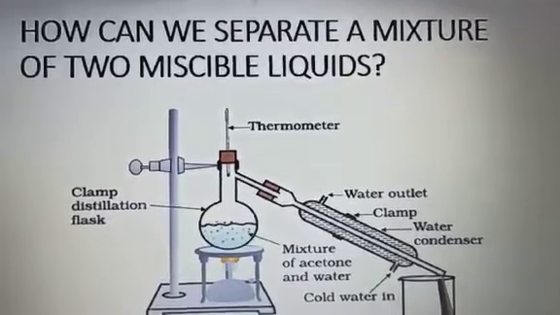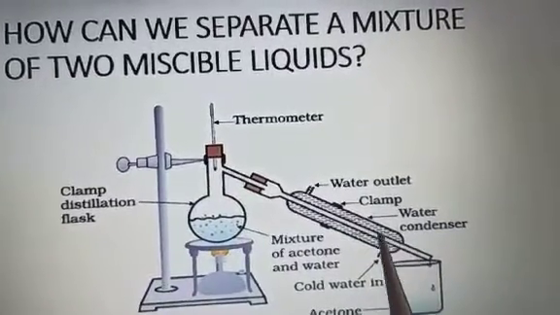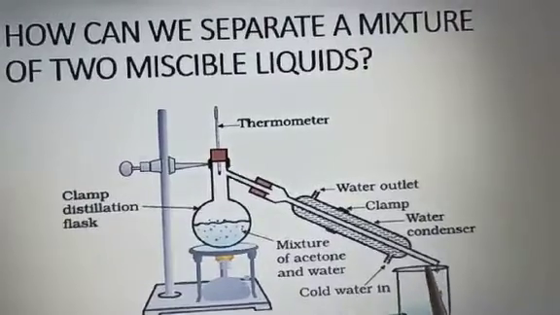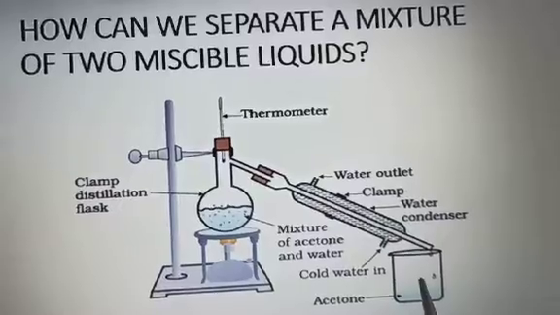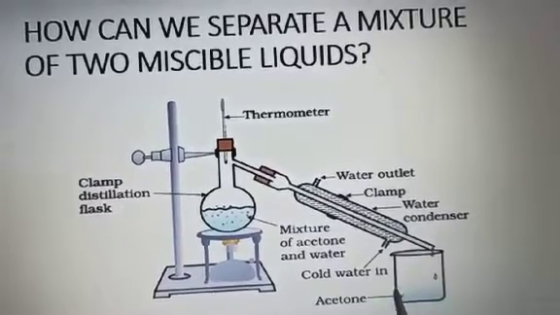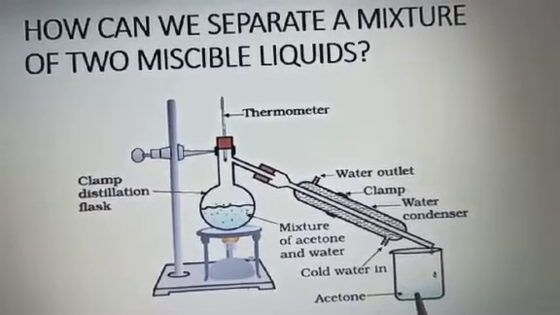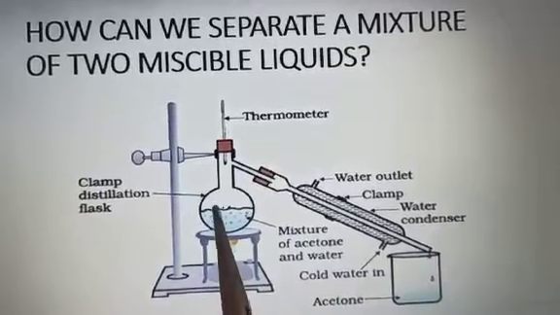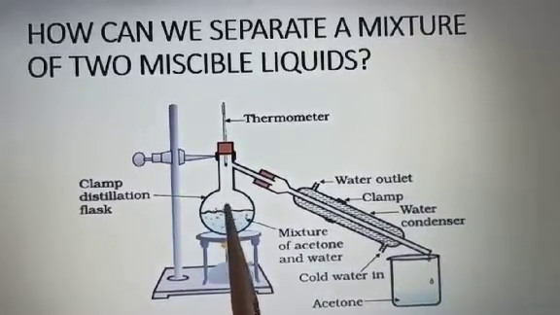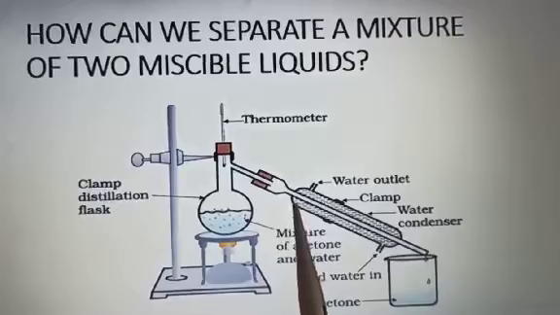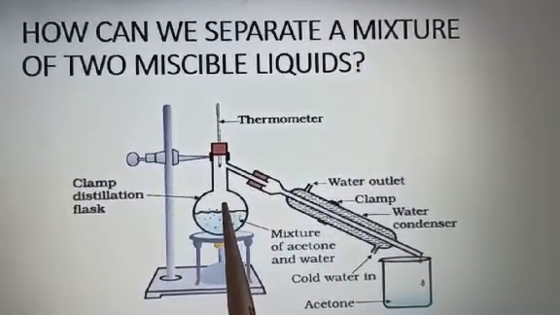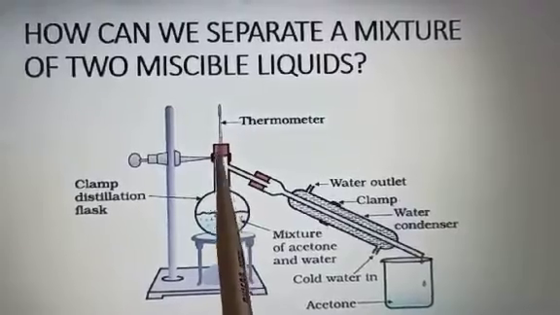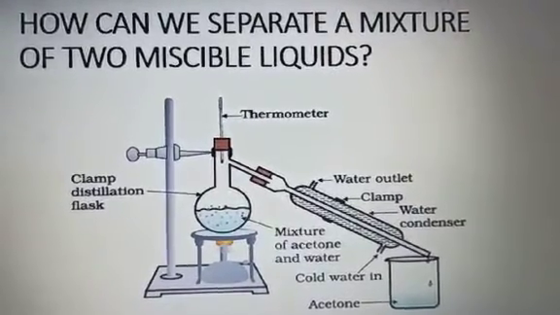and change to liquid, because after condensing the vapors change into liquid, right? When they change into liquid, this liquid can be collected in this beaker. This is acetone. Until all the vapors of acetone pass out through this outlet, the thermometer reading will stay at 56 degrees Celsius.